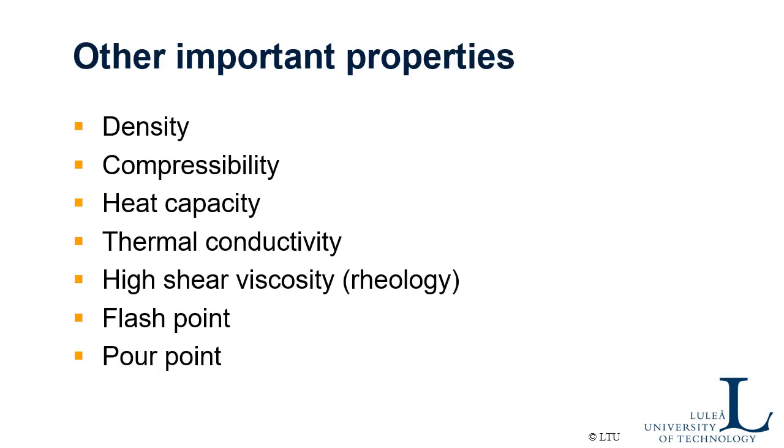There are a number of other important properties of a lubricant or a base oil, like density, compressibility, heat capacity, thermal conductivity, and high shear viscosity. This is how it behaves when you shear it dramatically, which you do in a lubricated contact many times. Flash point is of course important just to avoid that it starts to burn, and pour point is at the other end of the scale. This is the end of where you can use it at low temperature. It starts to form a wax instead.